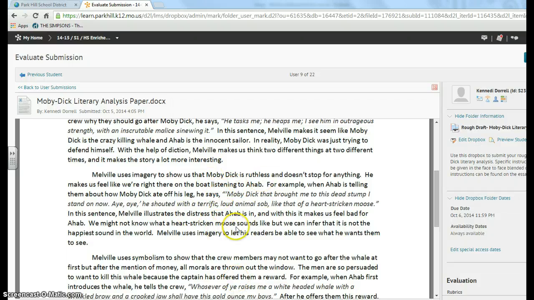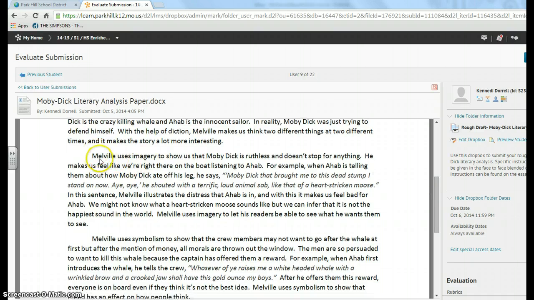Those are pretty much the same issues in each of the paragraphs. You're missing your second and third example. You're missing in-text citations. I would look at your transitions to make sure that they're not all starting the exact same: Melville uses diction, Melville uses imagery, Melville uses symbolism. Think of another way. So maybe in addition to diction, the reader also sees various examples of imagery to show that Moby Dick is ruthless and doesn't stop for anything through the eyes of Captain Ahab. Where you're missing that point is that it's not Moby Dick who's really evil, it's actually Ahab who's evil.